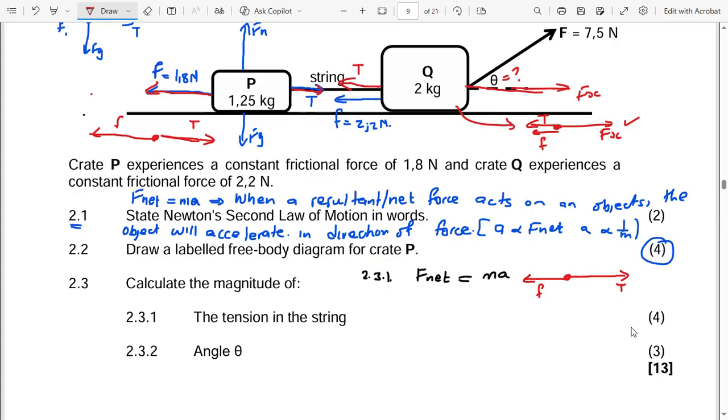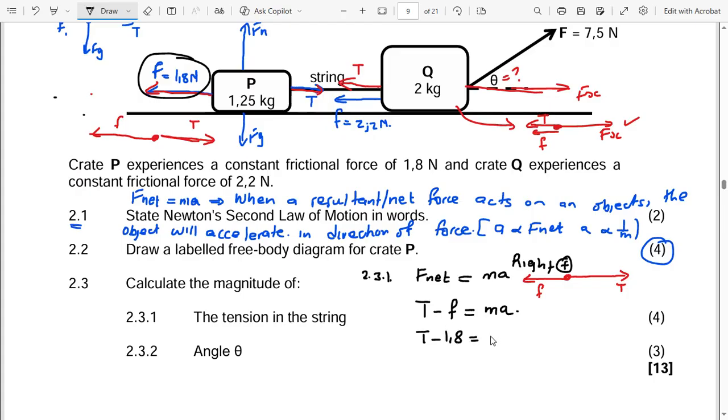So when I say F net is equal to ma, I'm going to choose the direction of the motion as positive. So right as positive. Then I take all the forces going to the right and subtract all the forces going to the left, and equate this to ma. Now I'm just going to do my substitution. The friction for crate P is 1.8, so we take the tension and minus the friction, which is 1.8.